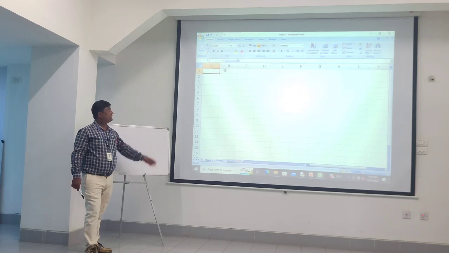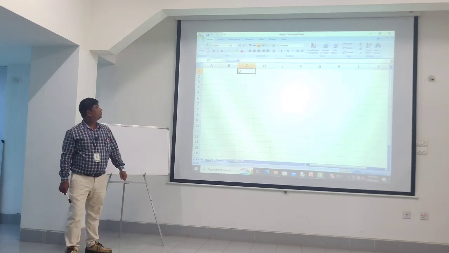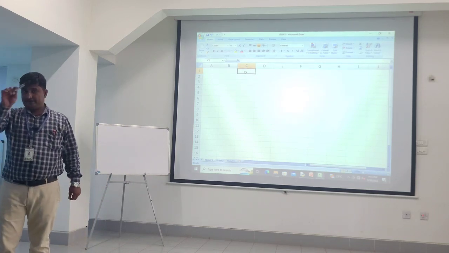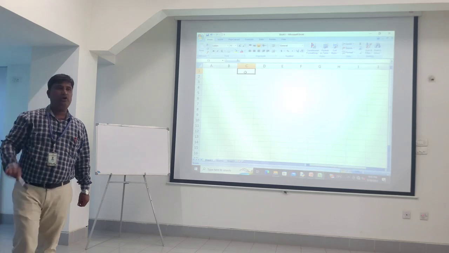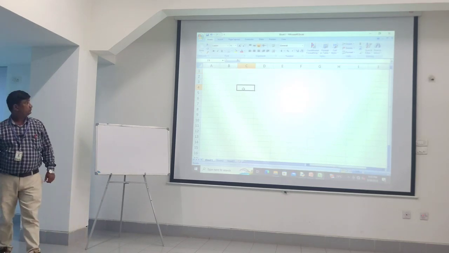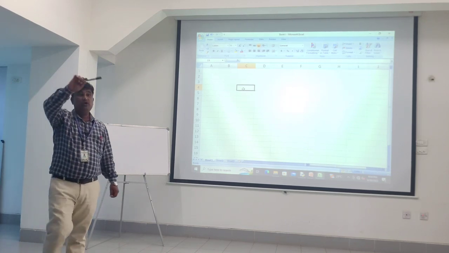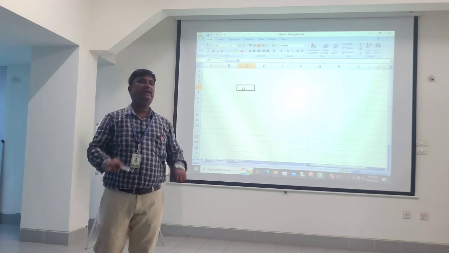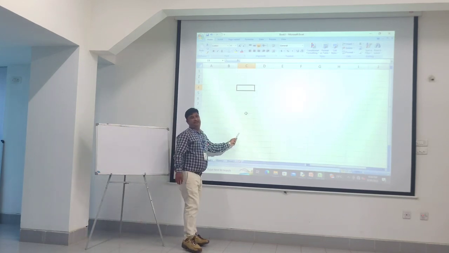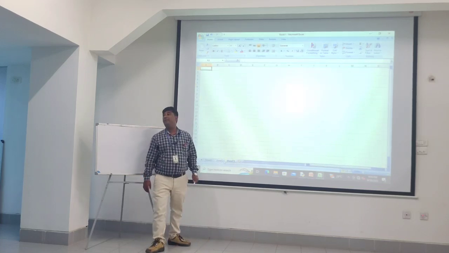Next, go with some other cells. Go to C. Which cell is this? The C1 cell. How can you say it is C1? C column, first row it is pointing. Come to any middle cell. This is C4. How can you say it is C4? C column, fourth row. So each of these we can call a cell, and all of them together are cells.